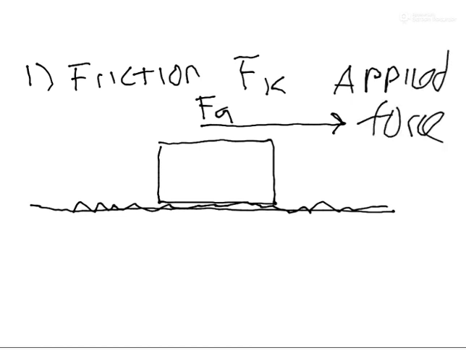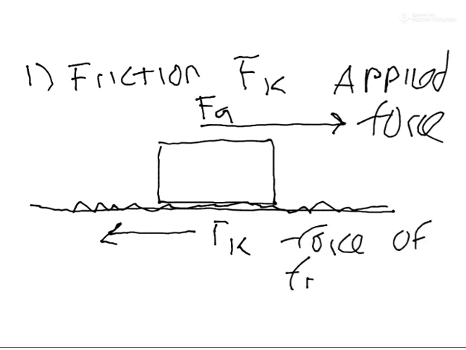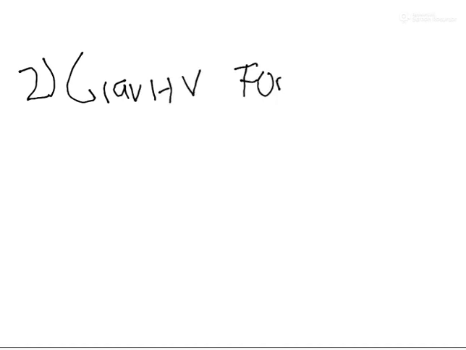But at the same time, going in the opposite direction, in lesser of a magnitude, there's going to be an Fk, which is the force of friction. And this force is actually slowing down the box just a little bit because of the friction that is going in the opposite direction.